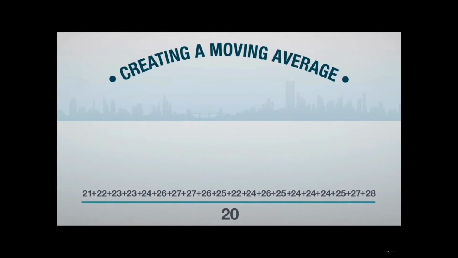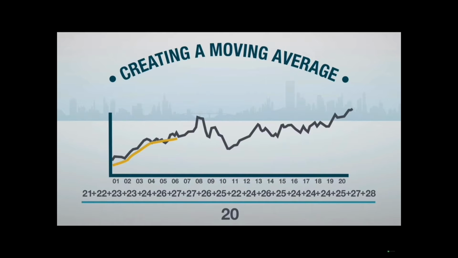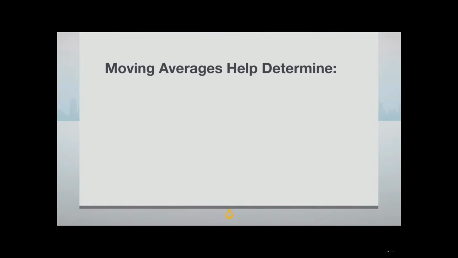This gives us today's 20-day average price, which is a short-term moving time frame and one that active traders may use. To create a moving average, each day we drop the last day in the time frame and add today's. A 20-day moving average can help determine short-term uptrends, downtrends, and sideways trends.